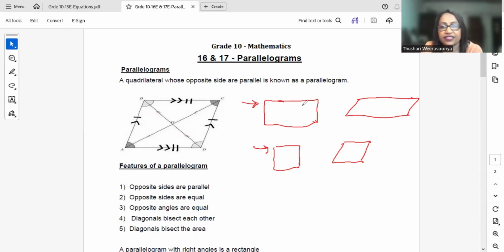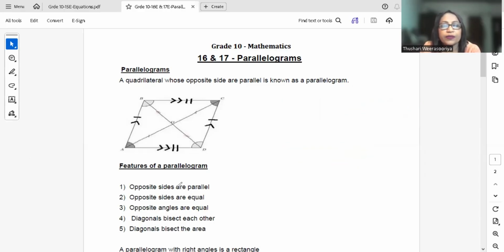Most of the features are there. Now in a rhombus, all the sides are equal. In a parallelogram, opposite sides are equal, like a rectangle. Right? Okay. Later we'll do those. Now we'll go to the parallelogram. In this chapter, we are learning the features of a parallelogram.